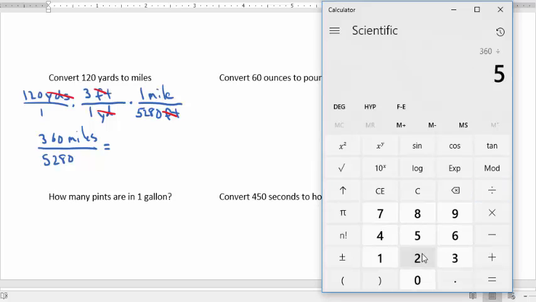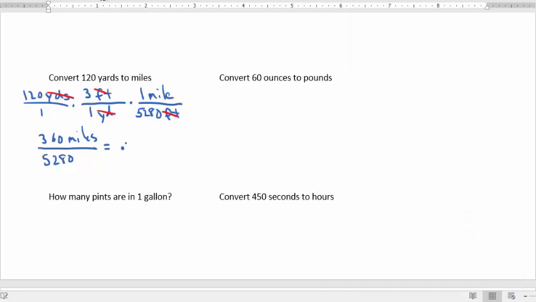So this is actually going to give us 360 divided by 5280, which you'll have to round, I guess, right? So we'll say it's 0.068 maybe. So it's approximately 0.068 miles, which makes sense because it's only 120 yards, so it's basically the length of a football field. So the length of a football field is 0.068 miles, which makes sense because it's short, right? It's not long compared to a mile.